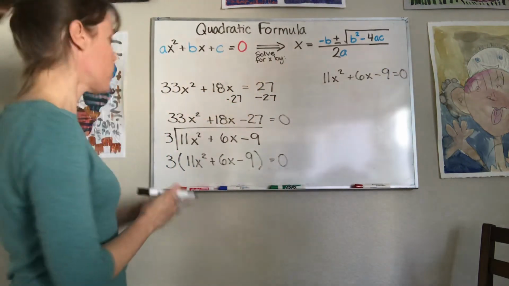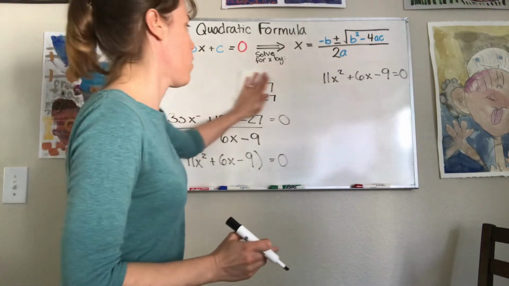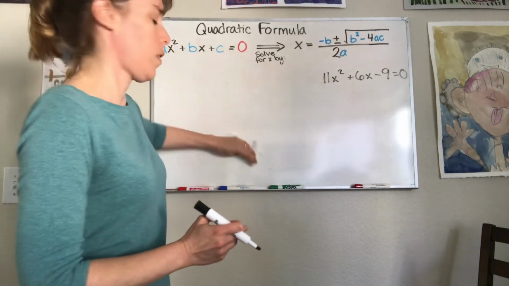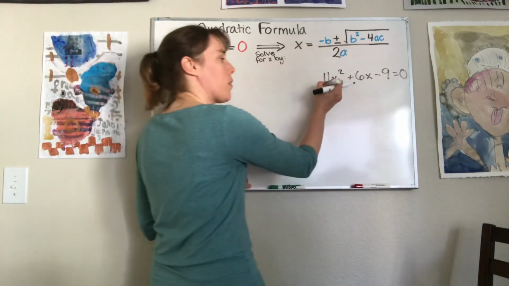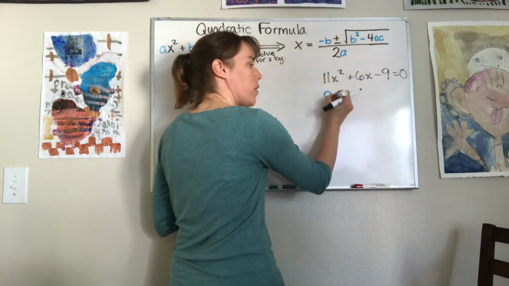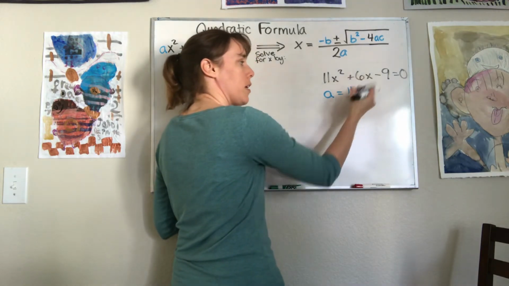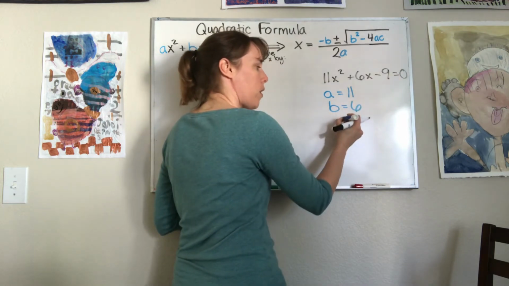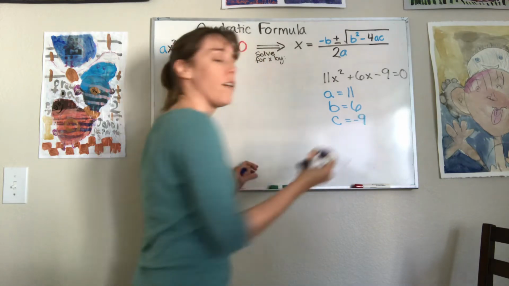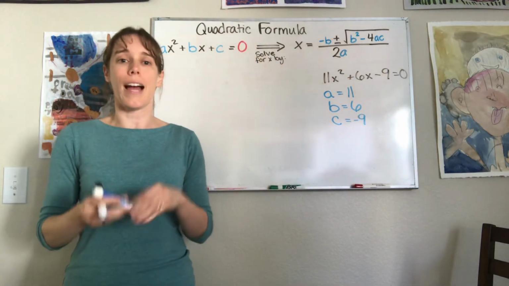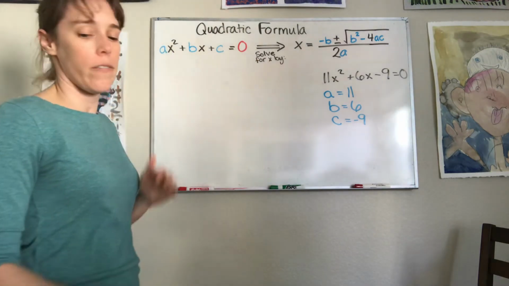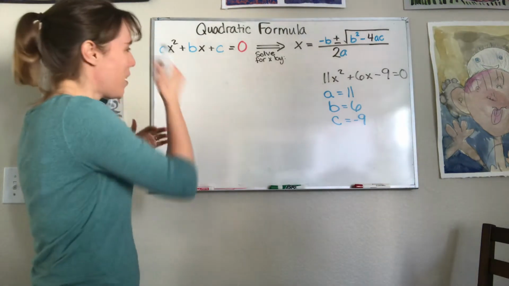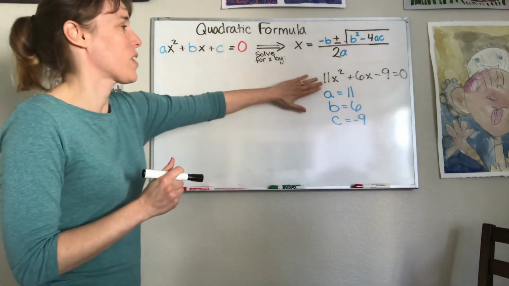All right, from here you should be able to tell what A, B, and C are. I'm going to erase this. So A, the coefficient of x squared, is 11. B is the coefficient of the x term, which is 6, and C is the constant term, which is negative 9. Now remember, any of those numbers could be 0, it's entirely possible, but in this case we have values for all of them. And if one of them is 0, there's probably an easier way to solve this, but for right now, we're just going to try it with these.